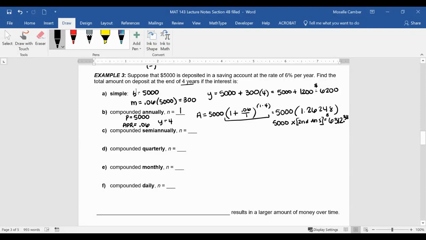So already you can see that the simple and annually are a fair bit apart. Okay, semi-annually. So semi. You can think about semi-trucks, you can think about semicircles. Semicircles is probably a little easier. So a semicircle is half of a circle. So semi-annually would be half of a year. So it's going to get compounded every half year, which means the total number of times it's compounded in a year is going to be 2.